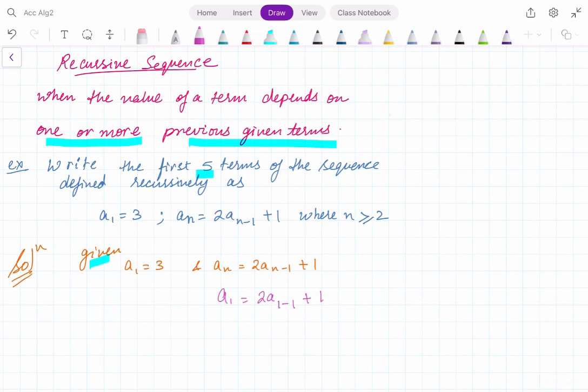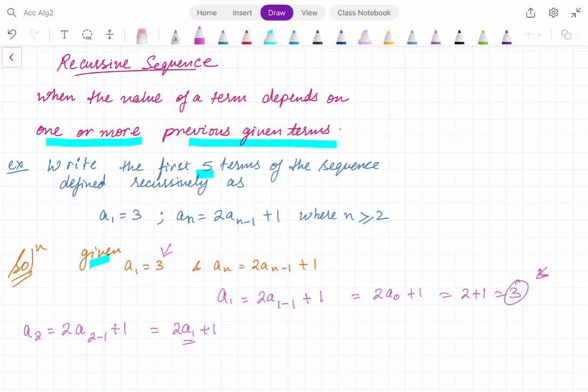We are saying greater than or equal to 2. So the first 5 terms, that means when n is 1, let's use the formula and see if we are getting a1 as 3. We got a1 as 3. Now let's calculate a2. Following the same rule that is given, 2a(n minus 1) plus 1. In this case, n is 2. So 2a(2 minus 1) plus 1.